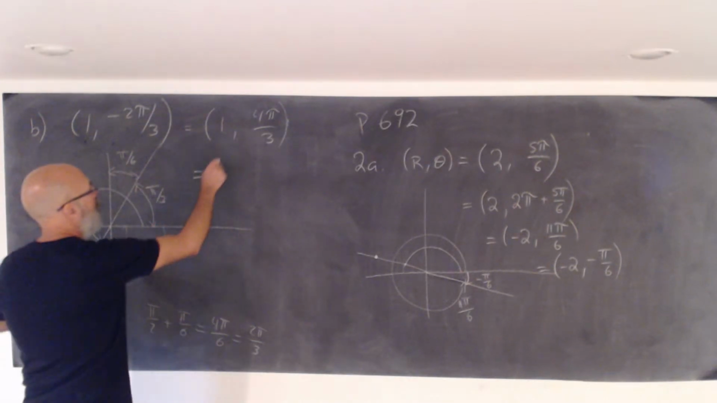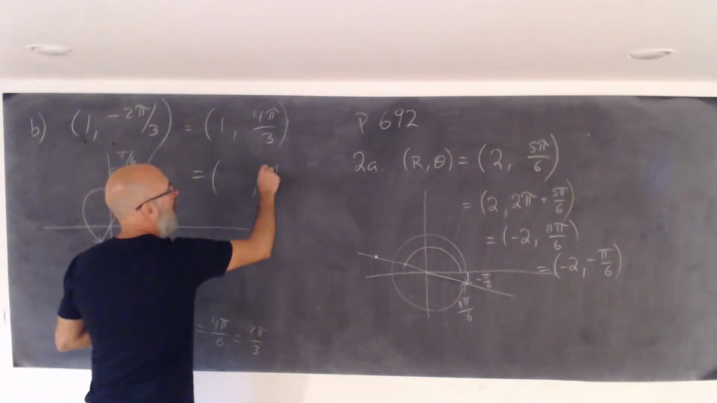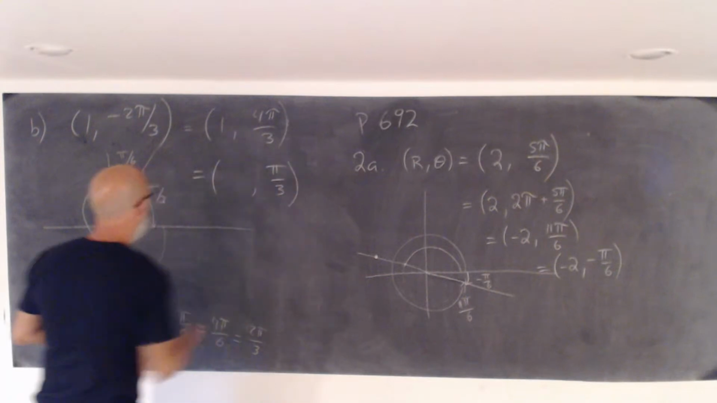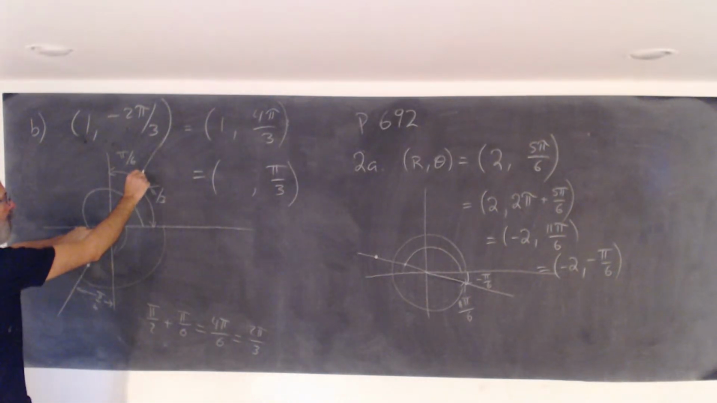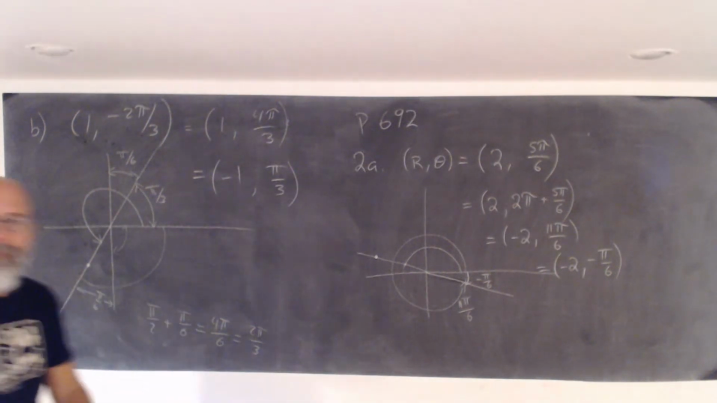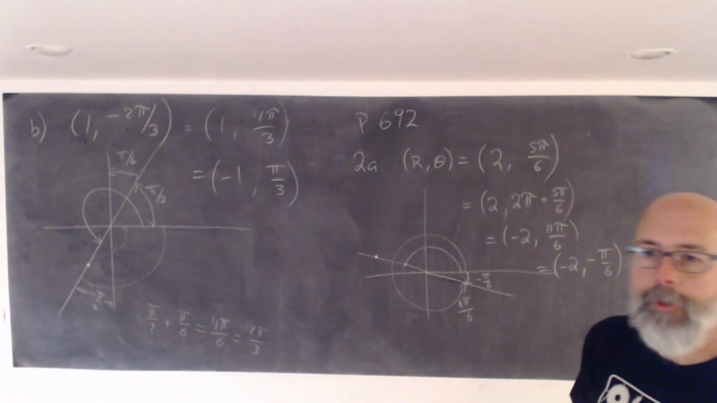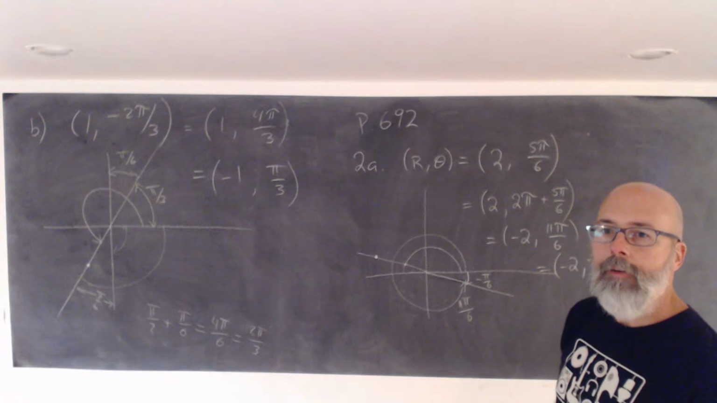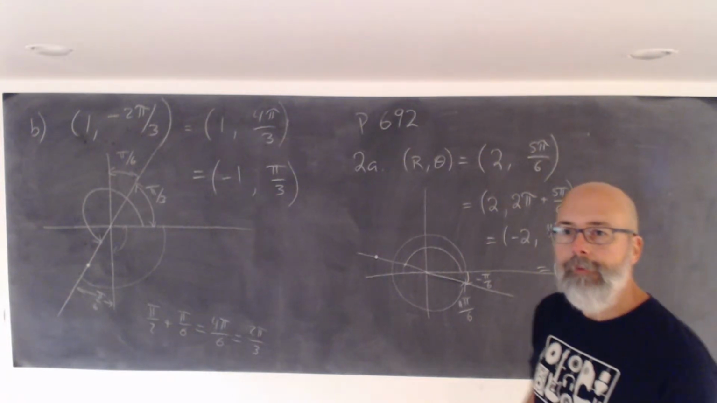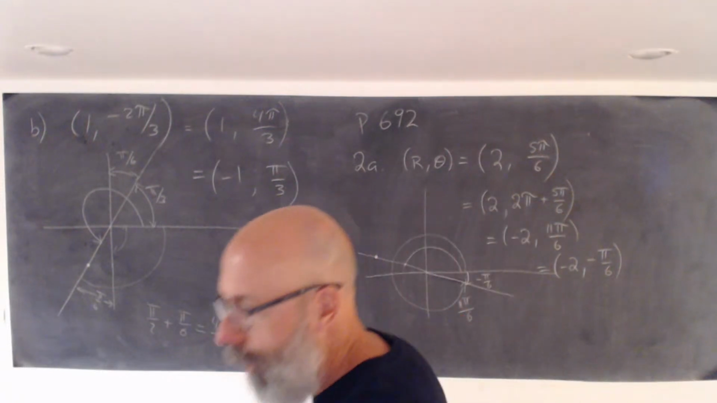So this is going to be the same as if you go an angle of pi over 3, and instead of going 1 in the positive direction, you go 1 in the negative direction. Here we go. So minus 1, pi over 3. Thank you, Bren. Exactly what we finally came up with. All right, very nice.